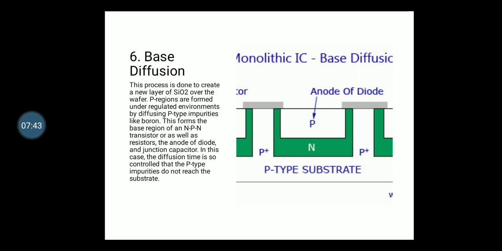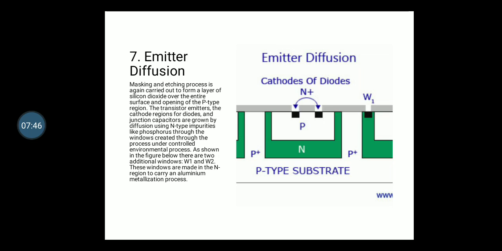Next is the emitter diffusion. A new layer of SiO2 is again grown over the entire wafer surface and selectively etched to form a new set of windows. An n-type impurity such as phosphorus is diffused through them. This forms the emitter and the cathode region of the diode. Windows are also etched into the n region where contact is to be made with the n-type layer. A heavy concentration of phosphorus is diffused into this region simultaneously with the emitter diffusion.